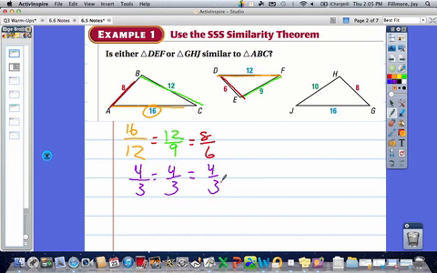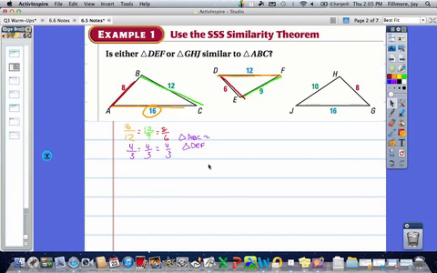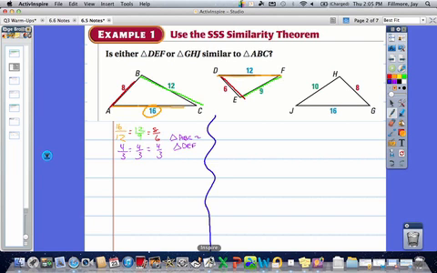So in this case, yes, they are going to be proportional, so by SSS they are similar. So I will say that triangle ABC is similar to triangle DEF. So our first pair works. Let's look at our second pair of triangles. We're going to look at triangle ABC and see if it's possibly similar to GHJ.